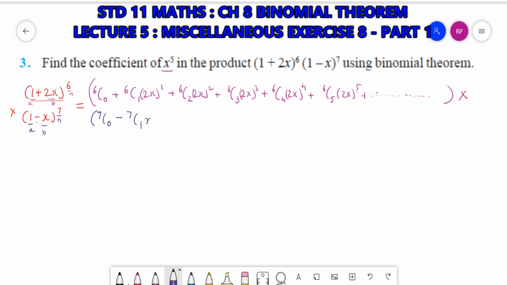So x raised to 1 plus 7C2, 1 raised to 5, x raised to 2 minus 7C3 x cube. We'll follow it now. 7C4 x raised to 4. 7C5 x raised to 5. Now again I will not solve further here because the power will be greater than 5.